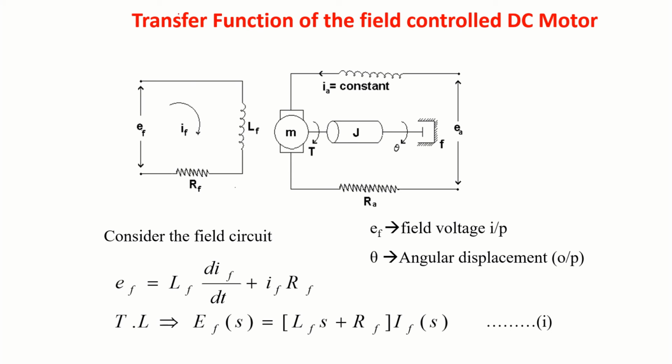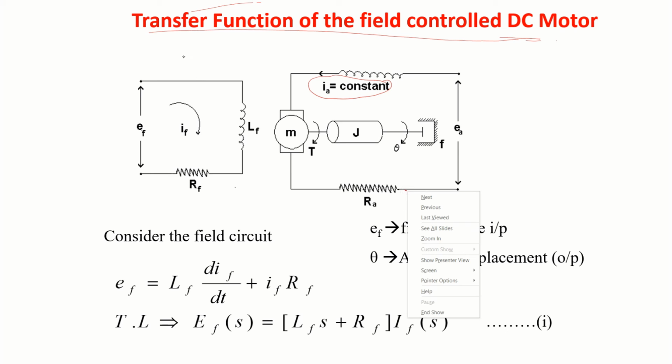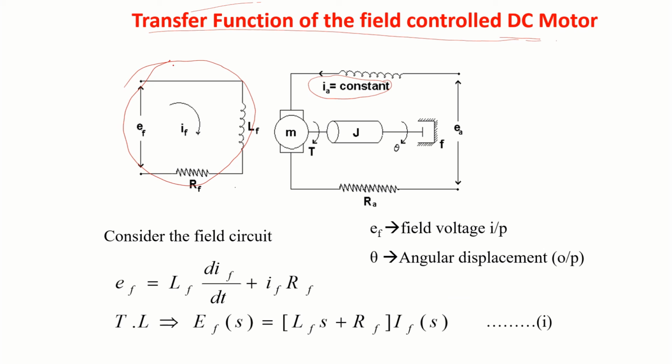Similarly, we'll find the transfer function for a field controlled DC motor. In this case, armature current is constant. See here, I am keeping the armature current constant. Since the current is constant, I do not have to write the equations for this. It is not varying at all, it is not in dynamic condition. This is a field circuit, so you write one equation for the field circuit for exciting this. Then this is the mechanical circuit, you write this. And the third equation is that torque and this current should be related.